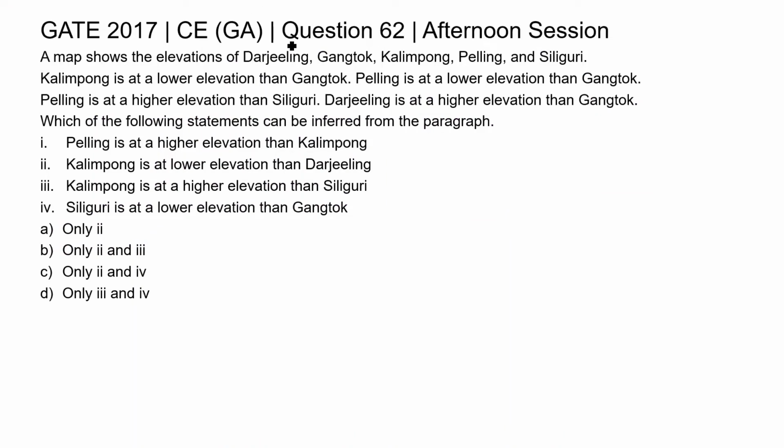This is question 62 of Civil Engineering General Aptitude section of GATE 2017 afternoon session. A map shows the elevation of Darjeeling, Gangtok, Kalimpong, Pelling and Siliguri.